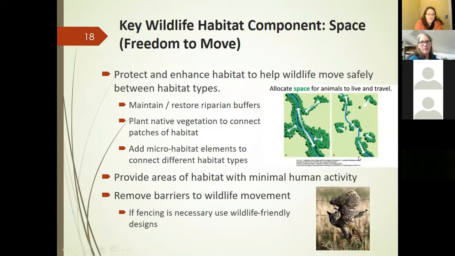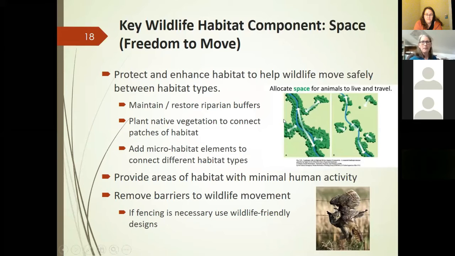So again, the concept here is providing suitable habitat allows wildlife to safely move across the landscape between the habitat types that they're using during different times of the year, whether it's from breeding habitat to non-breeding habitat or summer habitat to winter. Again, it kind of depends on the species, but one of the main ways to provide space or safe movement passages is to provide riparian buffers, to restore riparian buffers. So restoring native vegetation along waterways, wetlands, planting native species to connect patches of habitat that otherwise might make it difficult for certain species of wildlife to move safely from one patch to the other.